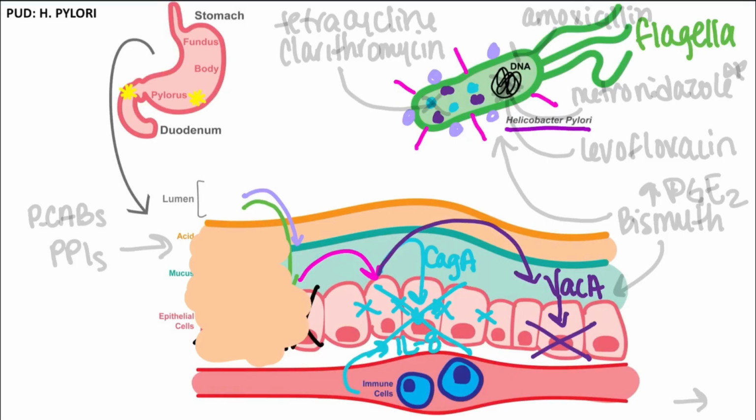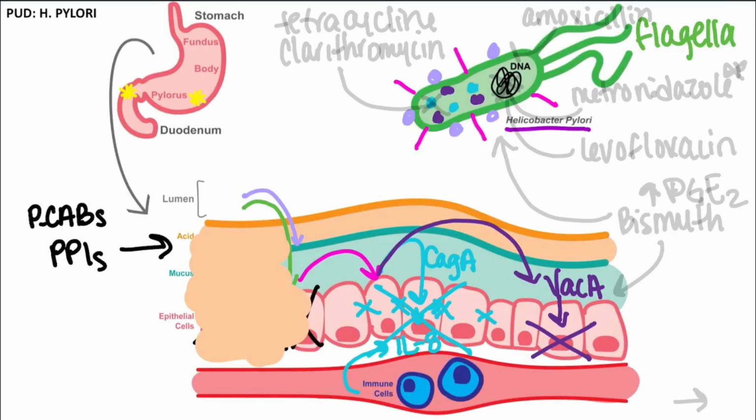So now moving on to the treatments of this form of peptic ulcer disease. And just as before, we still need to protect that ulcerated mucosa from gastric acid exposure while it heals. So PPIs are going to be needed, or one of our newer PCABs.